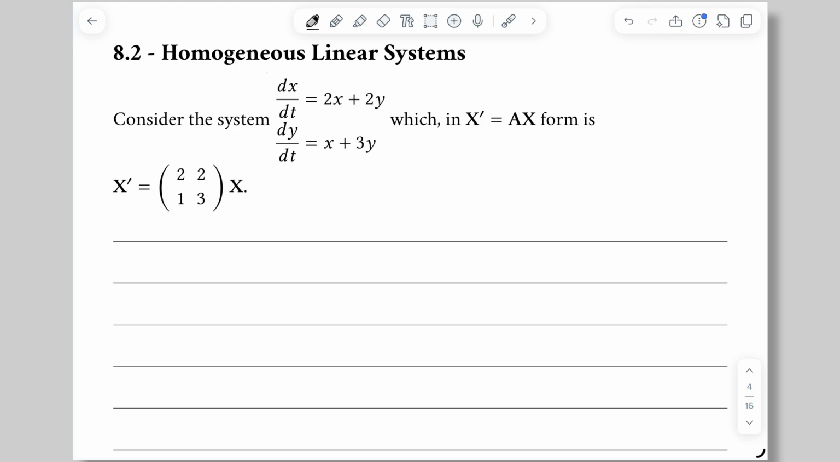We're going to look at homogeneous linear systems of differential equations with constant coefficients. We're not going to jump right into solving. I'm going to use what we're looking at to introduce some concepts here.